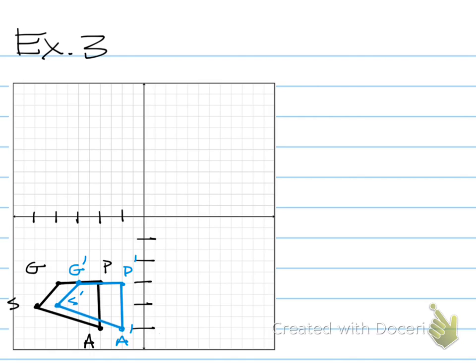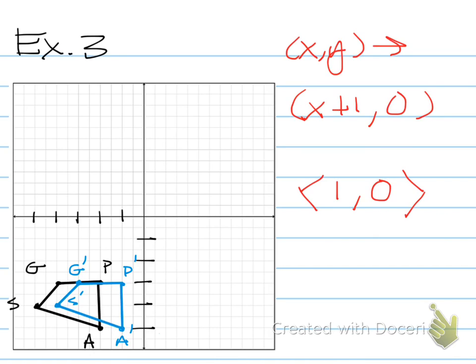And then for example 3, we want to observe what type of translation is occurring. So you could just take one point, for example, G and G prime. To get from G to G prime, you had to shift it to the right 1 unit. So we're going to add 1 to the x coordinate. And to get from G to G prime, we did not have to slide it up or down, so we're adding 0 to the y coordinate. All right, so that would give us a vector of 1, 0.